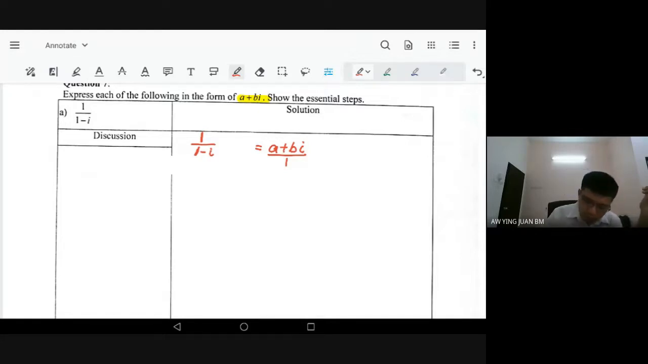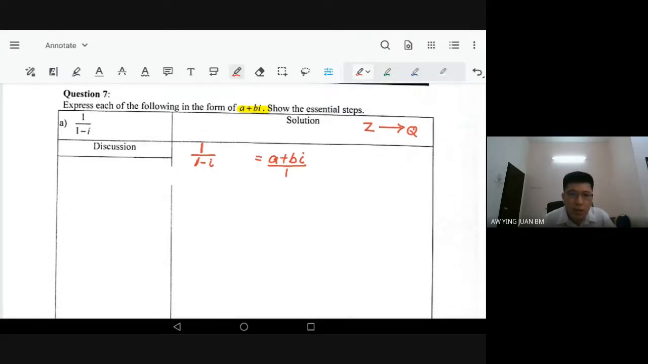So, tadi saya cakap apa? Nak tukar complex to real number atau rational. Pelajar mesti tanya, Sir, how come? Why not we change the A plus BI to 1 over 1 minus I?